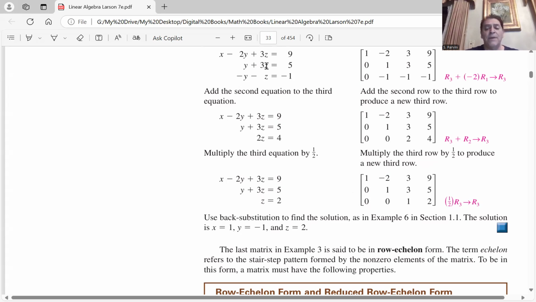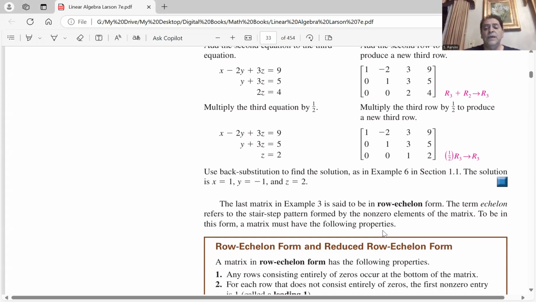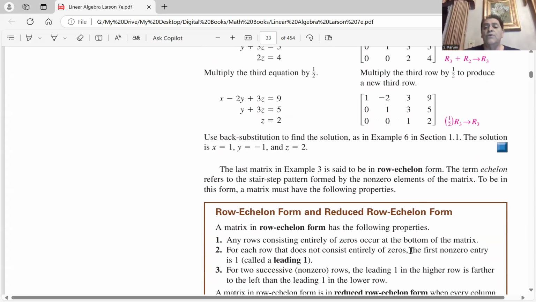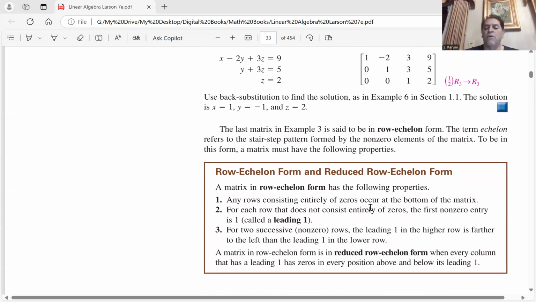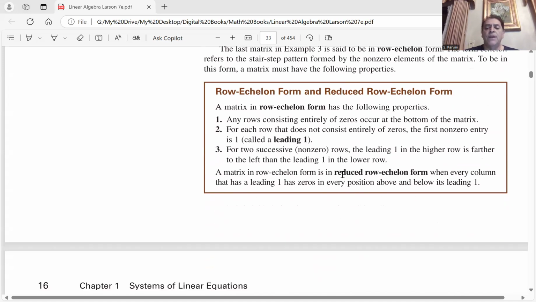So when that happens, then we set the matrix to be in its reduced row echelon form. And that's what that one is.